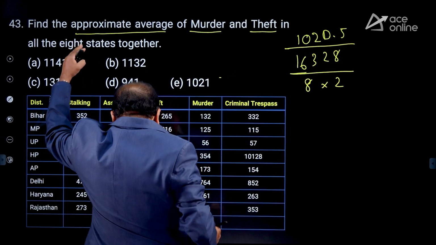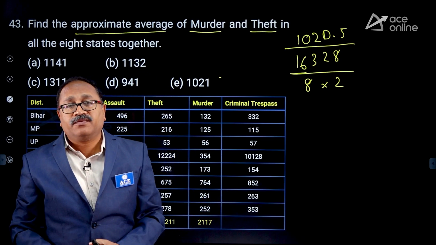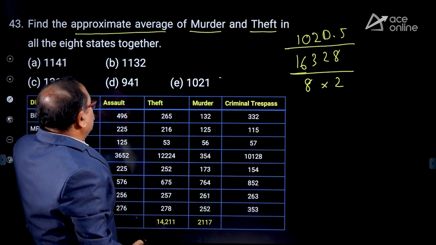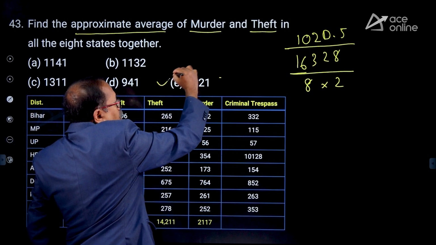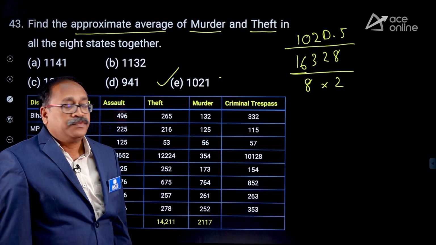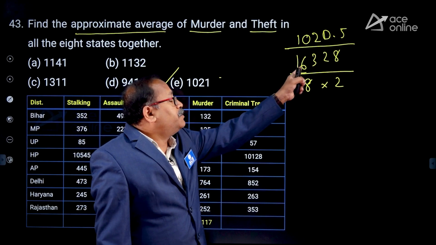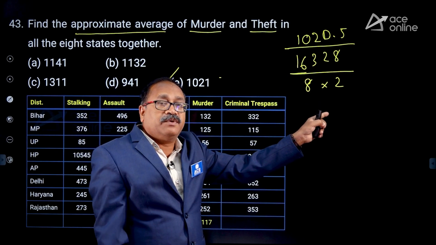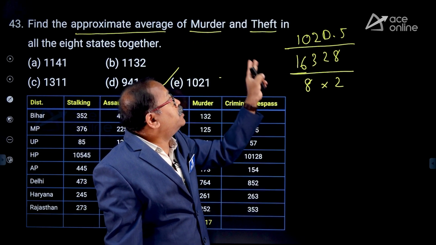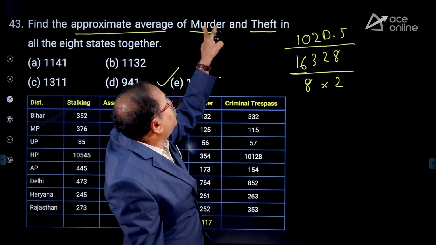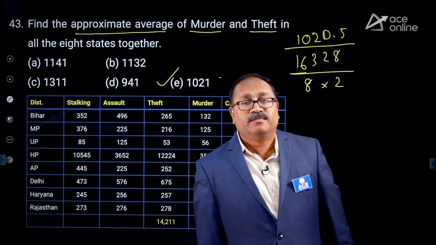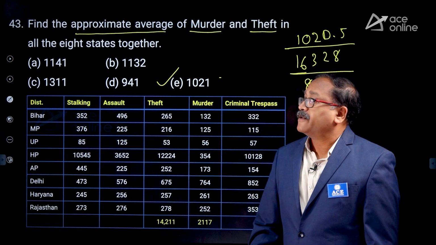As it is said approximate, you can approximate the figure. Look at this one, 120 plus. Anywhere, the option is 1021. That's my answer. A small error may occur. You may be thinking that it is an average, so divide it by 8. But it is said the average of murder and theft, so there are 2 different types, and I need to get the average of these 2 also. Therefore, it should be divided by 2. Hope it's clear to everyone.